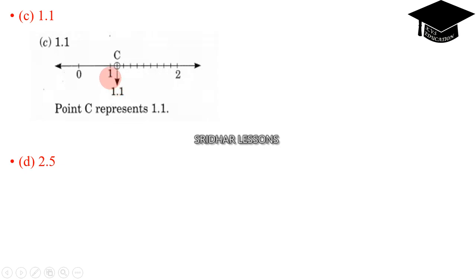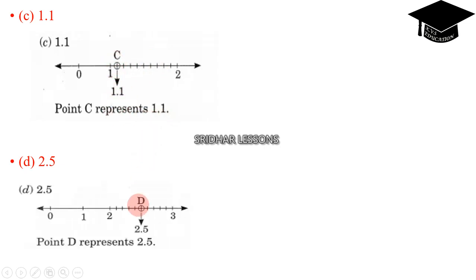1.1, just after 1. Okay, in between 1 and 2 it was divided into 10 segments, 10 points. Just immediately after 1 we have 1.1. So point C represents 1.1. 2.5, for the number line from 0 to 3. In the middle of 2 to 3 we have 2.5. So point D represents 2.5.